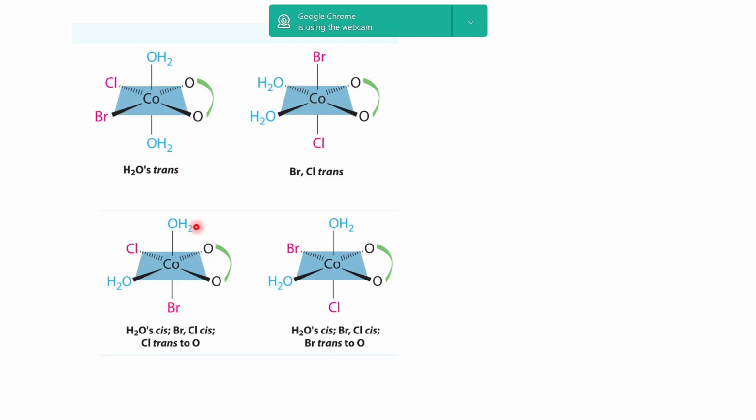Another set will be with respect to water, bromine is cis, with respect to water, chlorine is cis. With respect to water, chlorine and bromine are cis, and with respect to this water, we have chlorine and oxygen as cis. In this case, we have bromine and oxygen. So there are four geometrical isomers possible for this complex.